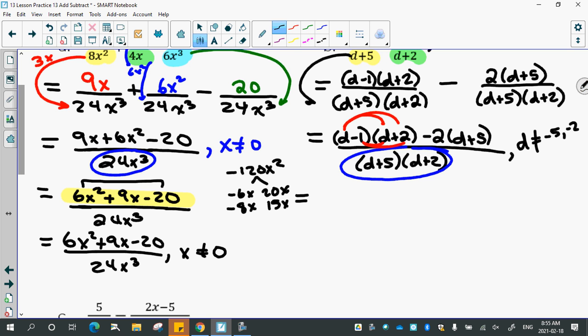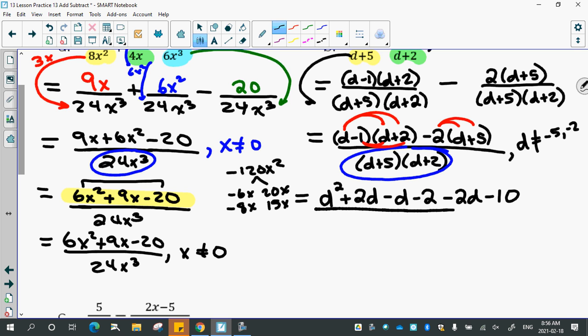Okay. So that's going to give us d squared plus 2d minus 1d, or just minus d, minus 2. And then minus 2 times d plus 5, I just need to use the single distributive property. So I'm going to get minus 2d minus 10. So that's my expand step for the numerator.